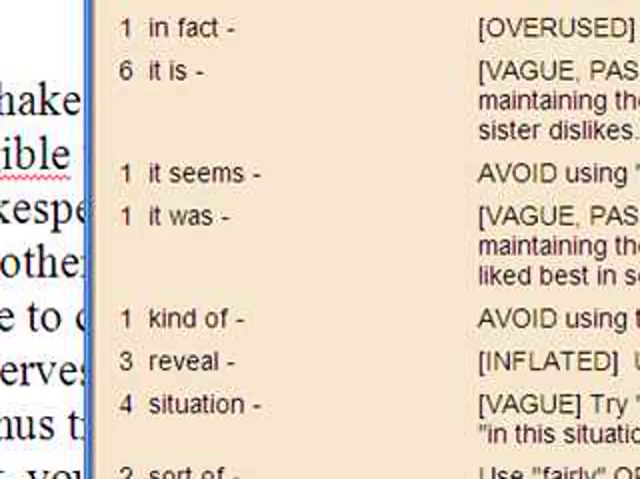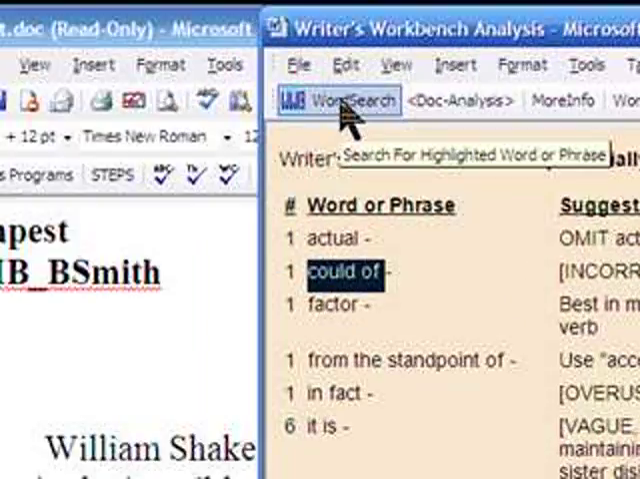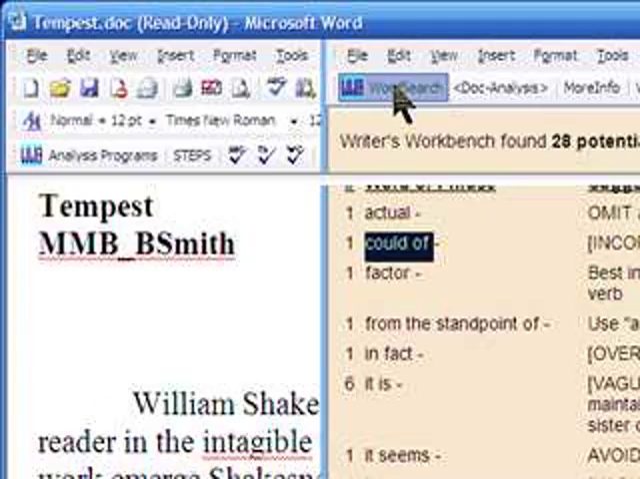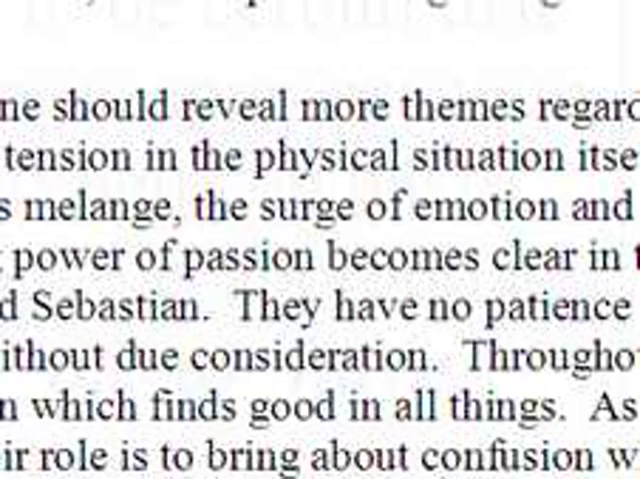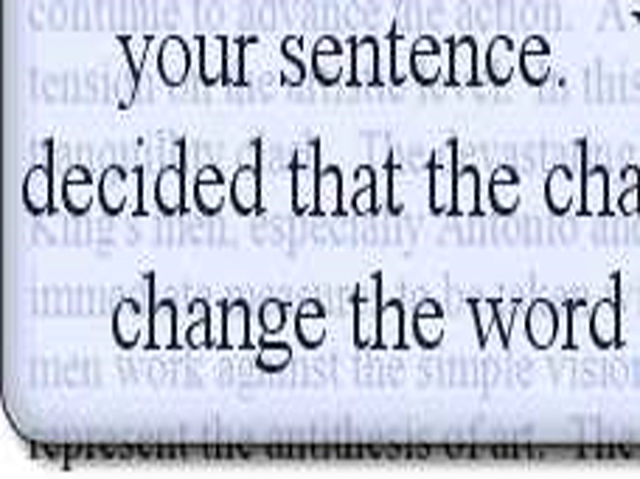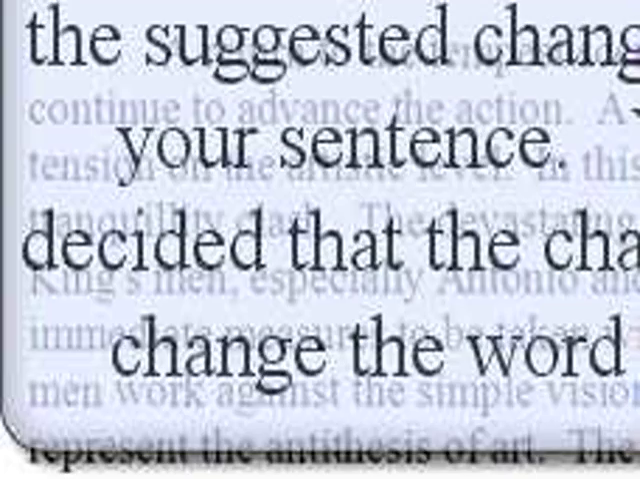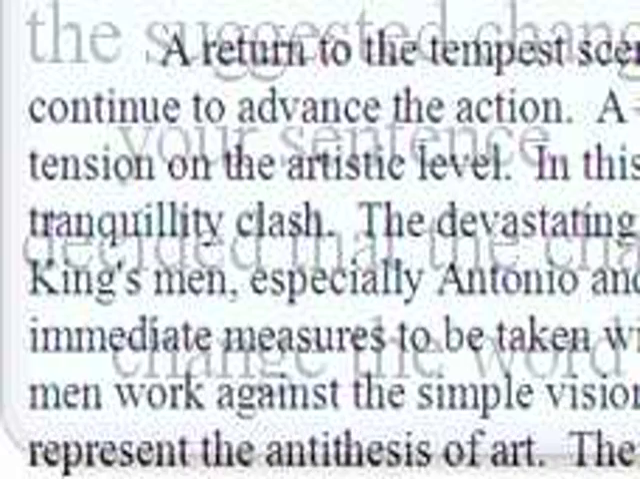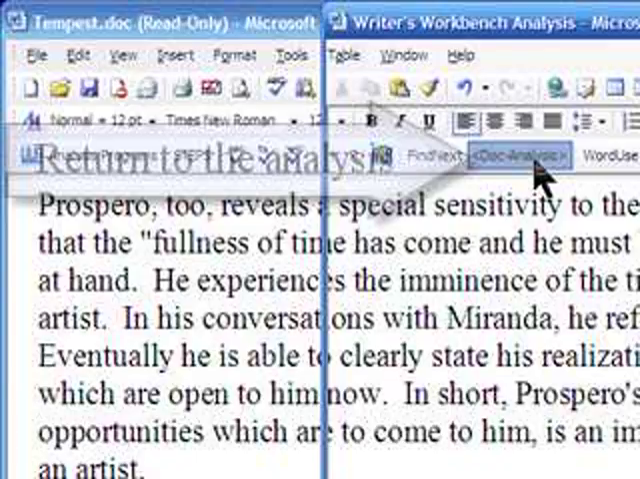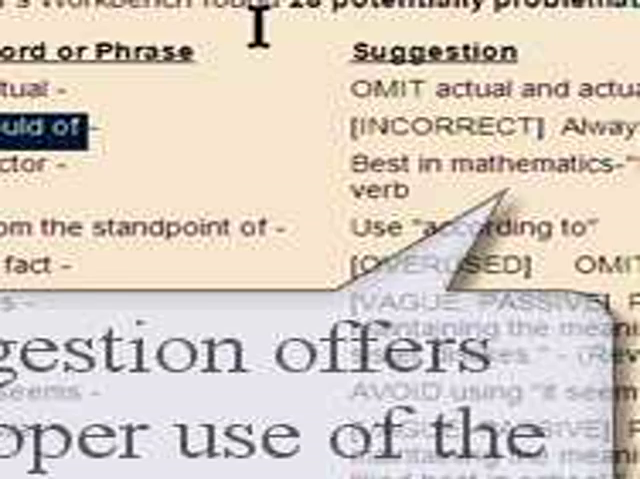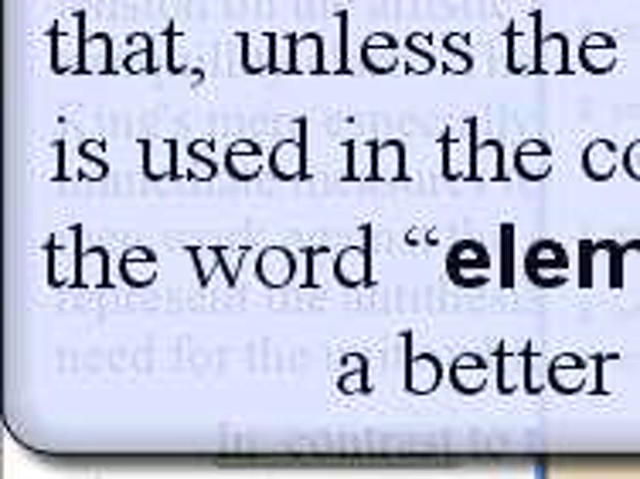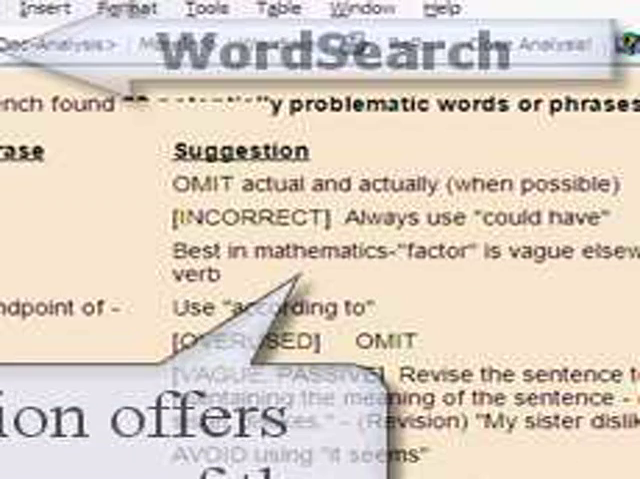You will find the following procedure effective in your use of the analysis. Read the text at the top of the analysis. Next, click on the More Info button. Read the text inserted by More Info. Scroll to the part of the analysis that lists the possible problems in your composition. In our sample composition, Writer's Workbench found 28 potentially problematic words or phrases.